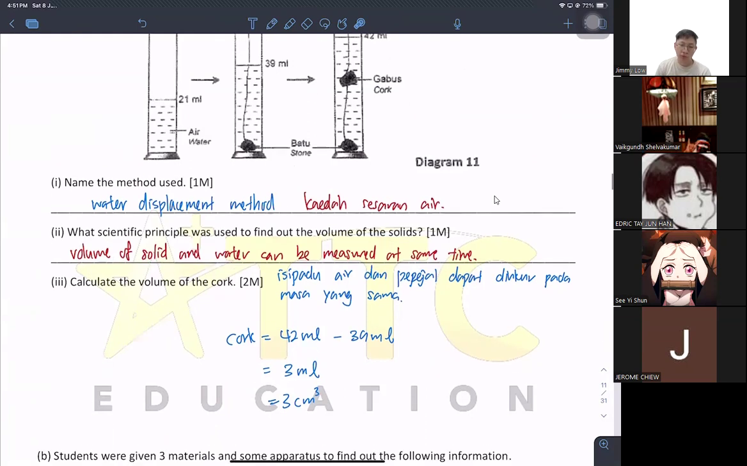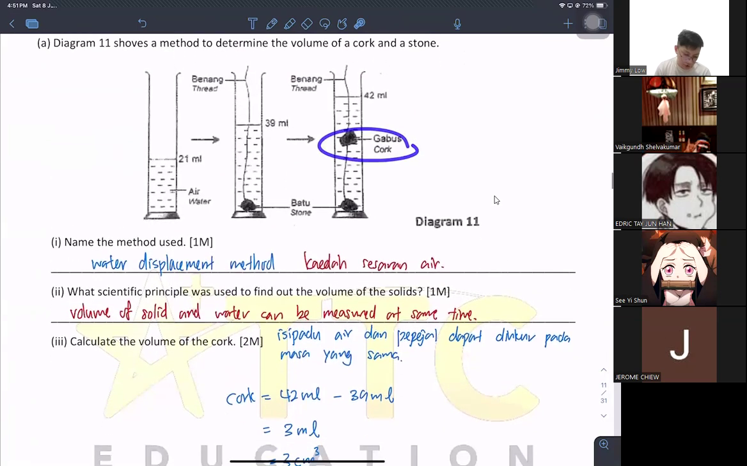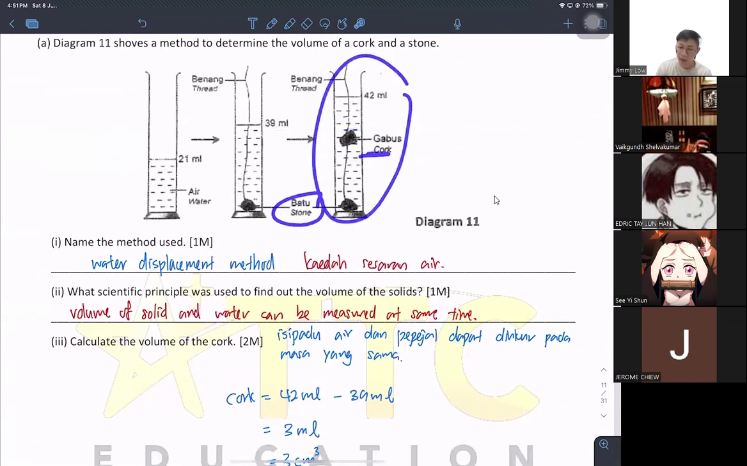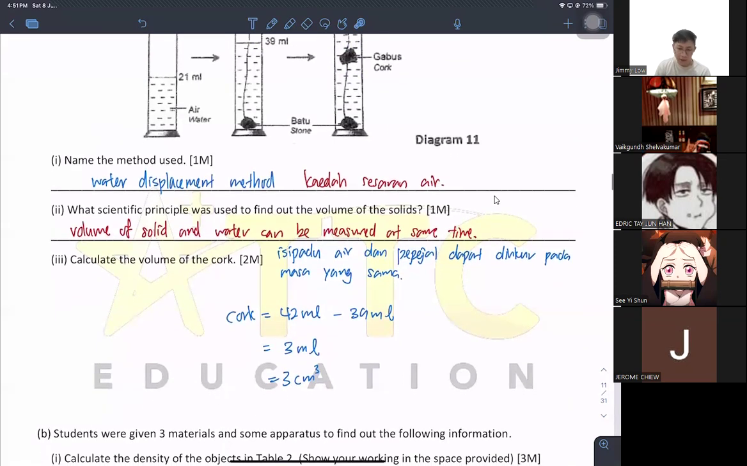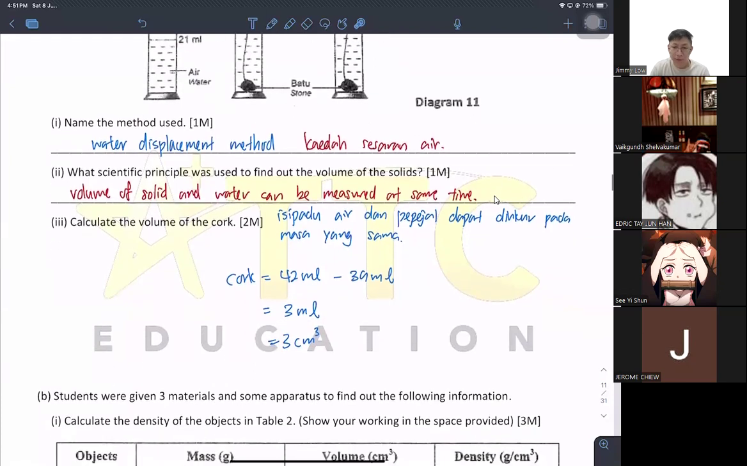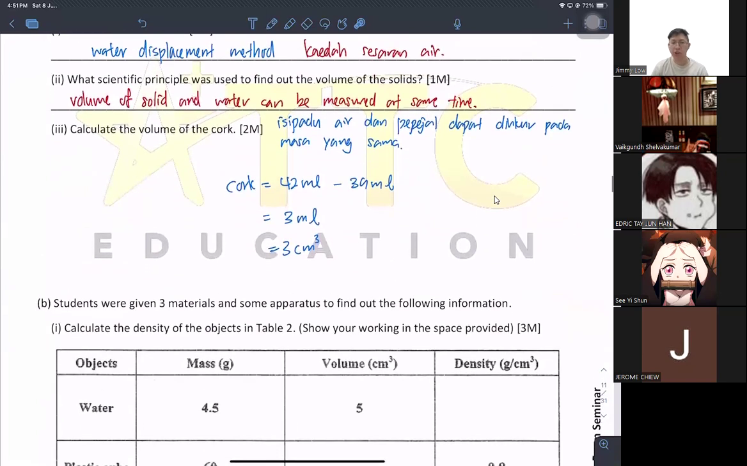When the question asks you to calculate the volume of the cork, the cork means this thing. Very simple. Just use the difference between these two readings, because the 42 ml consists of water and cork itself at the same time. So you just find their difference, and that would be the volume of your cork. So 42 minus 39, you get 3. So 3 ml is equal to 3 cm cube. That's all.